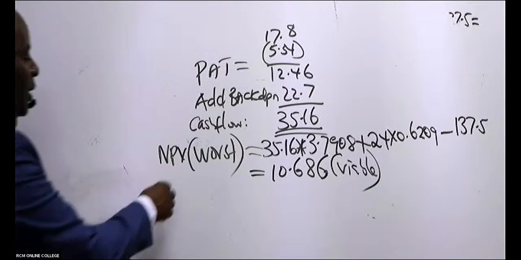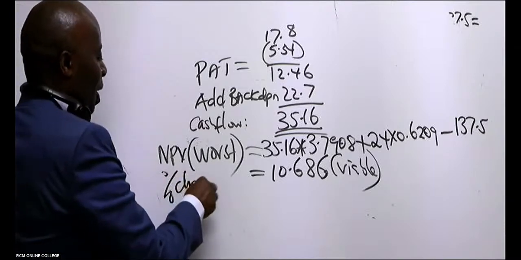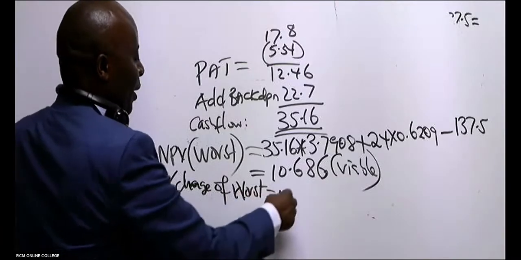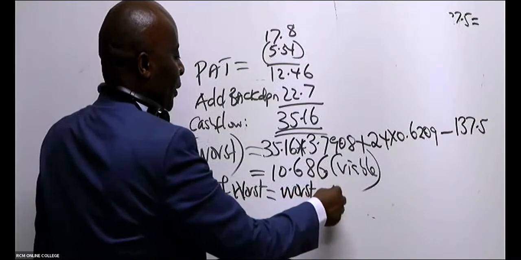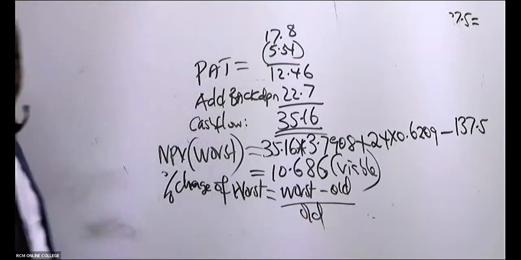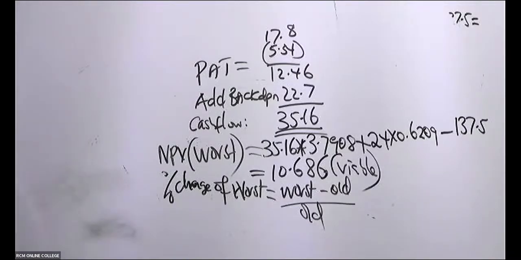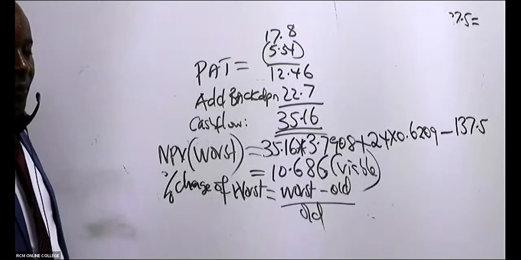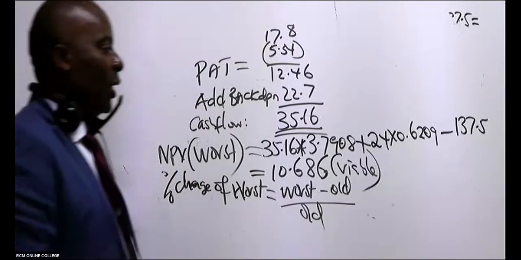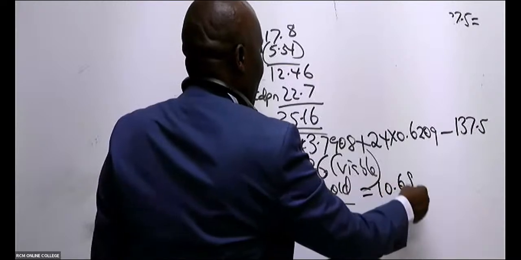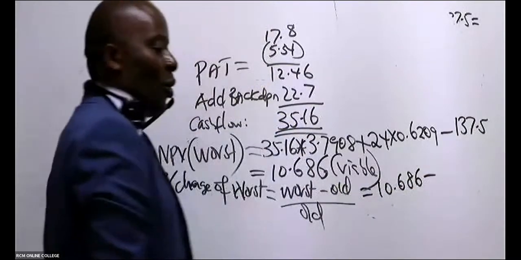And then give me the percentage change of worst, which will be the worst minus old, all over old, times 100. You always use that approach, best minus old over old. This one will be worst minus old over old. So the worst figure, the worst NPV you have given me, is 10.686. Then we say minus the old figure.